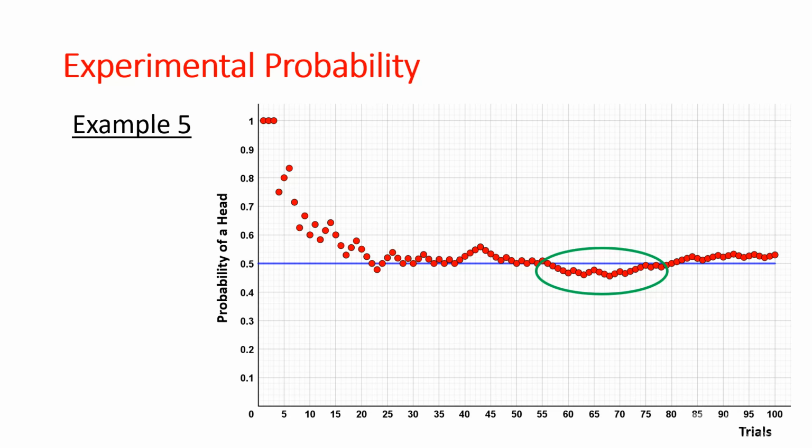But in the end, you can see after a long time, which is why we call it long run relative frequency, after a long time, it starts to get very close to the theory. So the experimental probability starts to come close to the theory.